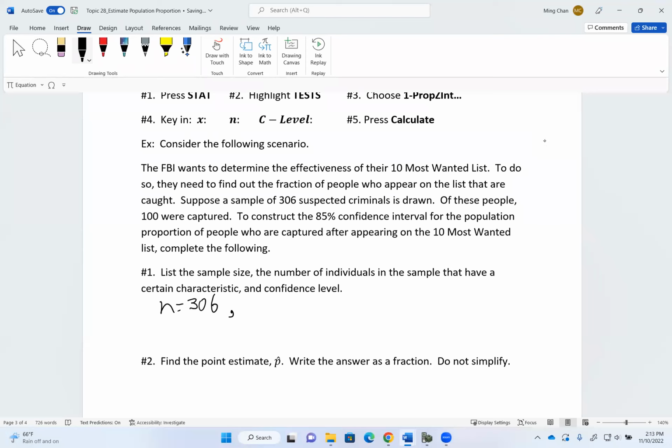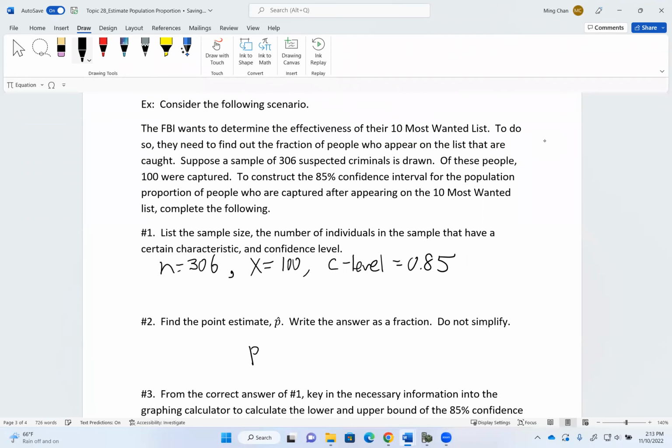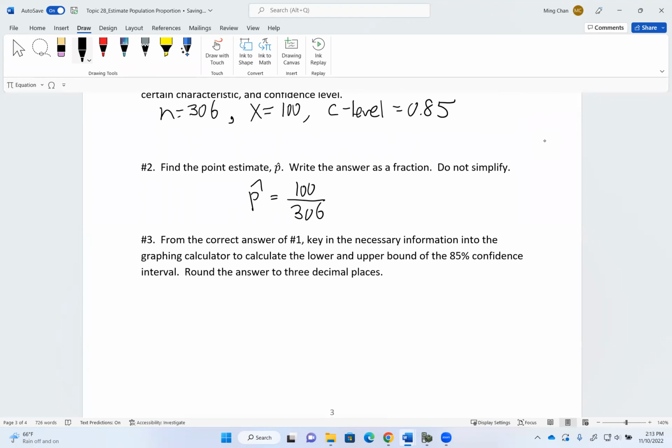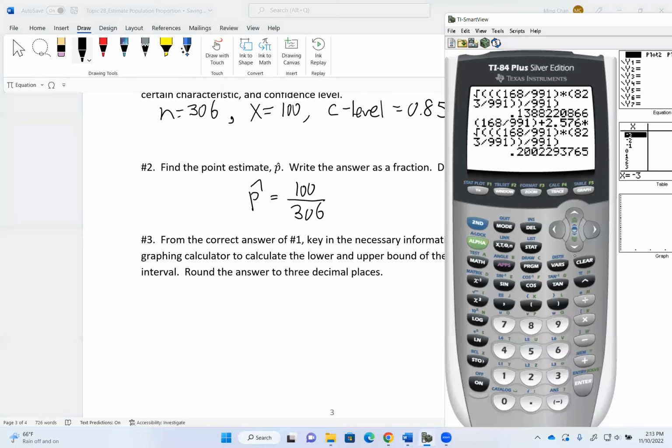The people that are captured, because we're trying to construct the 85% confidence interval for the population proportion of people who are caught. So X is the number of people caught, 100. And the C level is going to be 0.85. The point estimate p hat is 100 suspects caught out of 306 sampled. I'm not simplifying this, I'm just going to write it like this. For the correct answer, number 1, key in the necessary information.